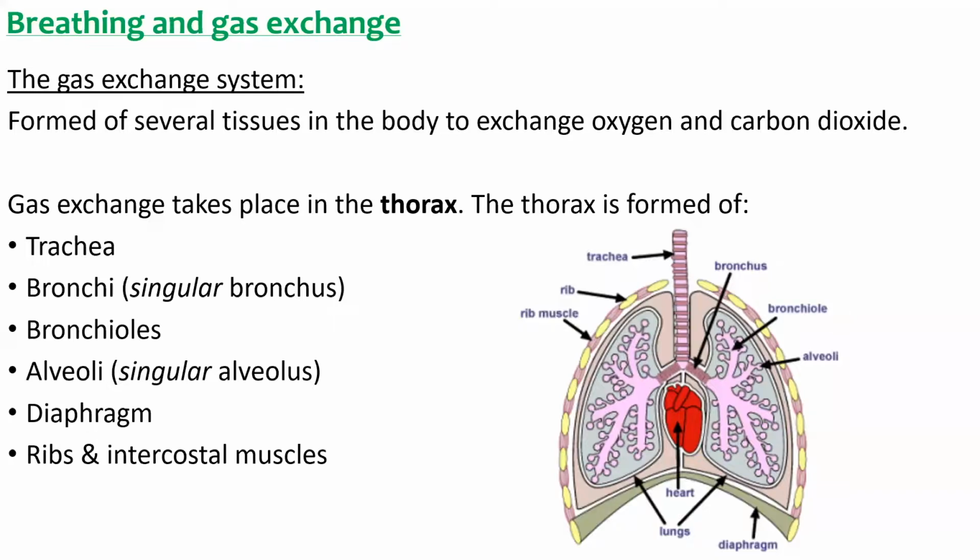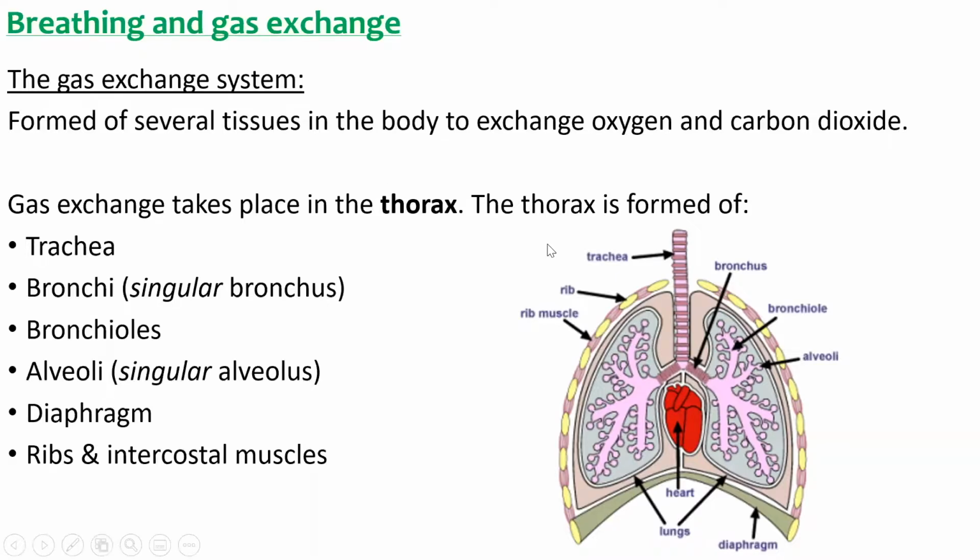Right, so gas exchange takes place in the thorax. The thorax is kind of your rib cage or your upper body, because we have the thorax and the abdomen. The abdomen is known in colloquial language as the stomach, the lower part of your body, and the thorax is the upper bit where the ribs are.